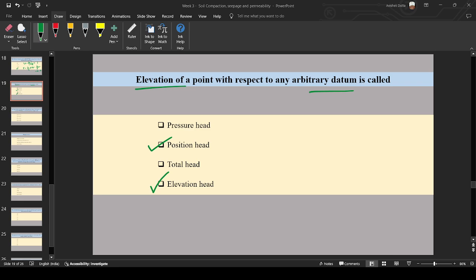Into 2, into 4. So it will be 2.4 10 to the power minus 4. That is, I believe, the second option. Have you solved it? Okay.